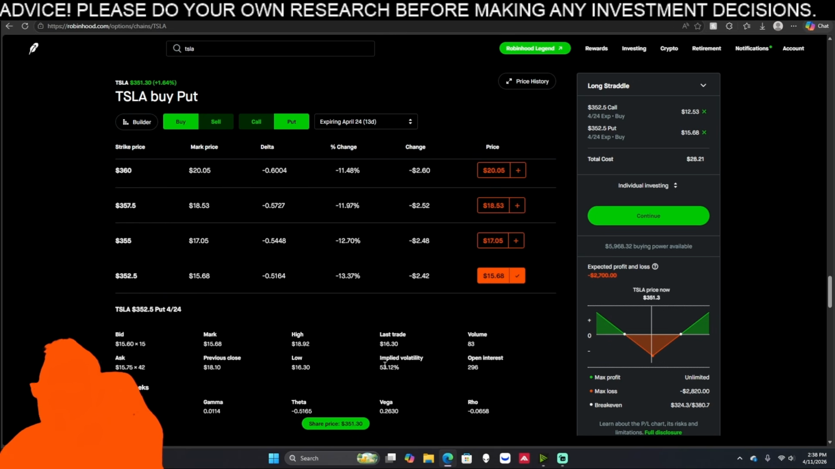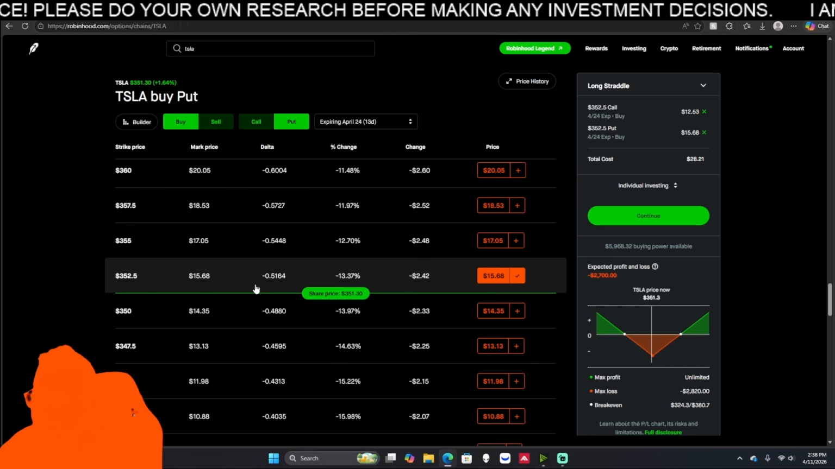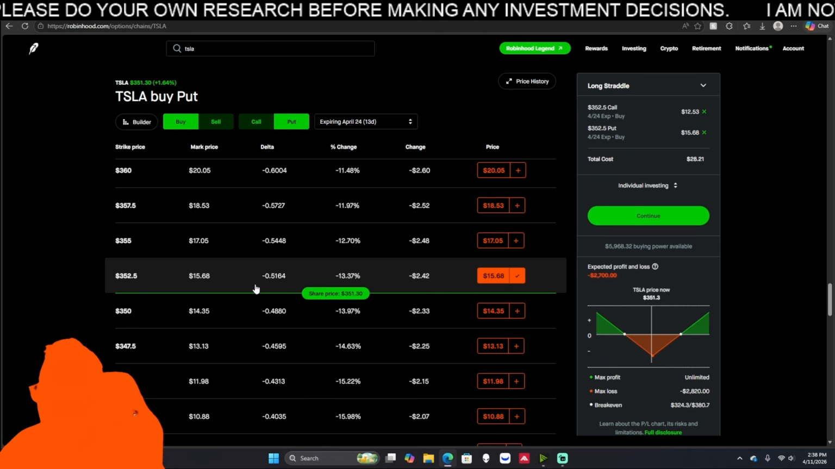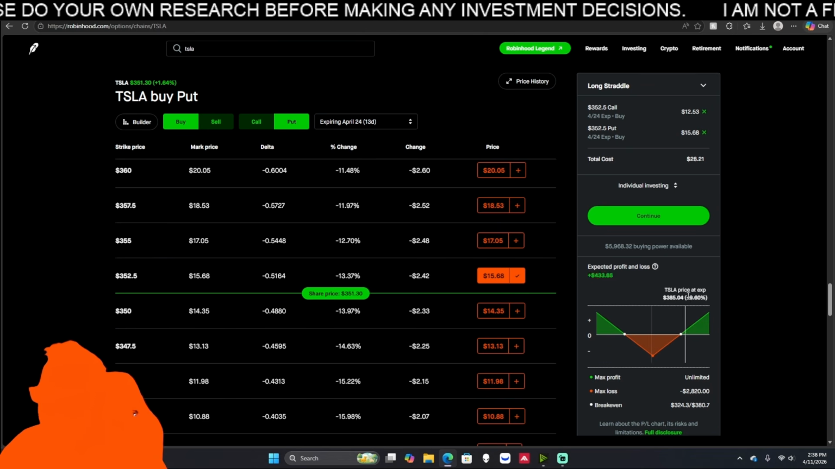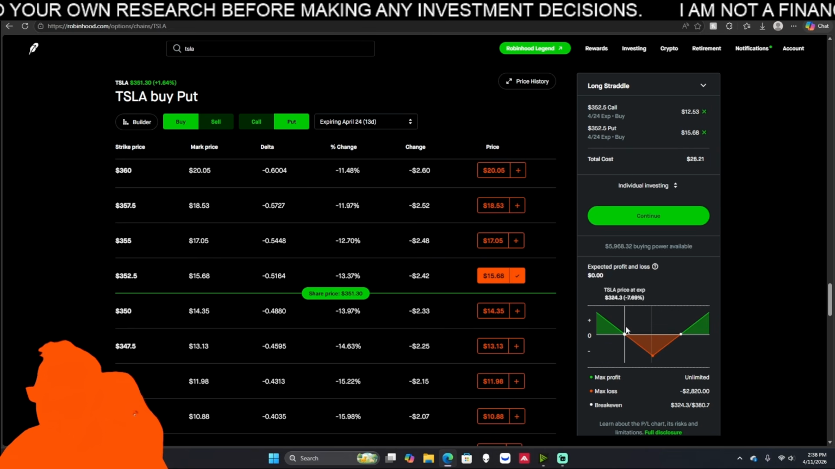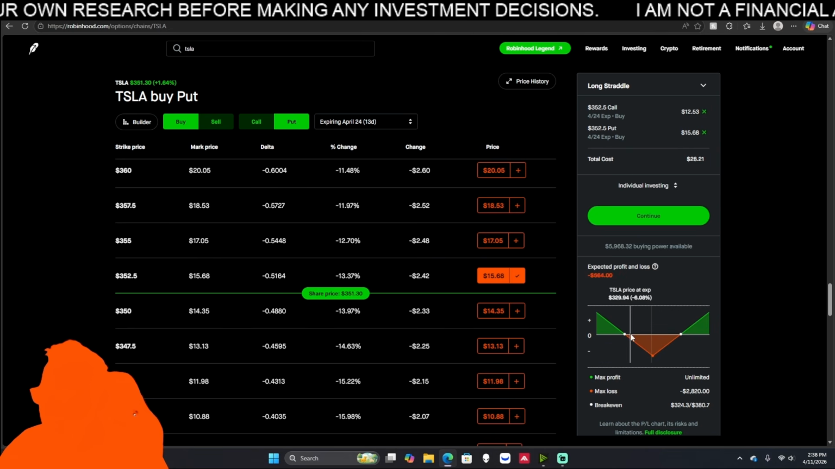The IV right now is 53%. It could be a lot higher right before earnings, so that would be something to think about. And if Tesla starts to sell off a lot, it's no big deal. You're going to start to make some money on one side or the other.